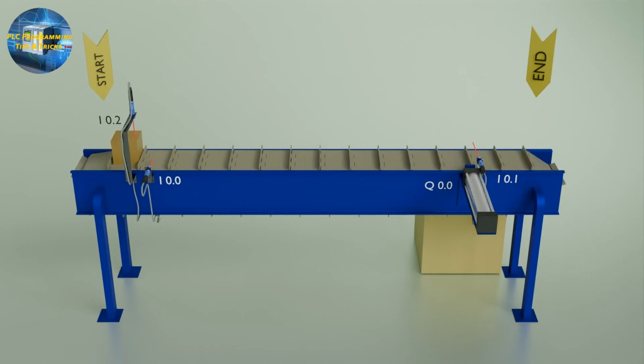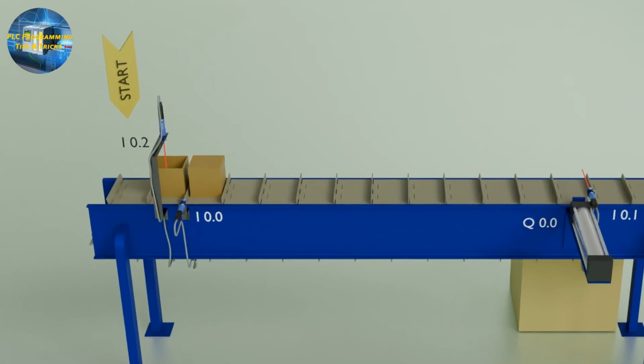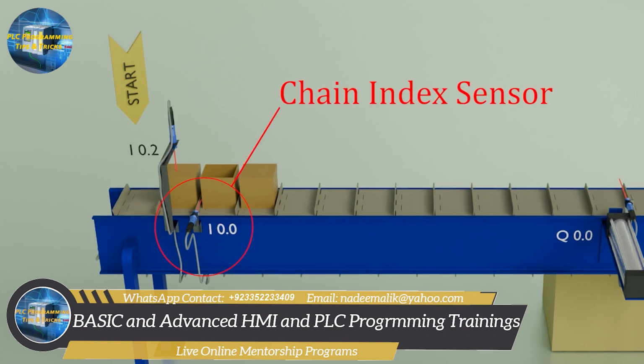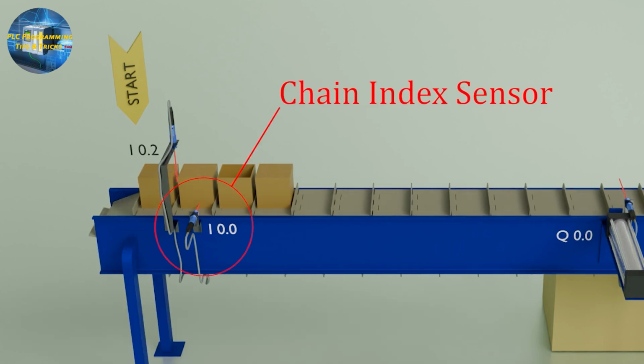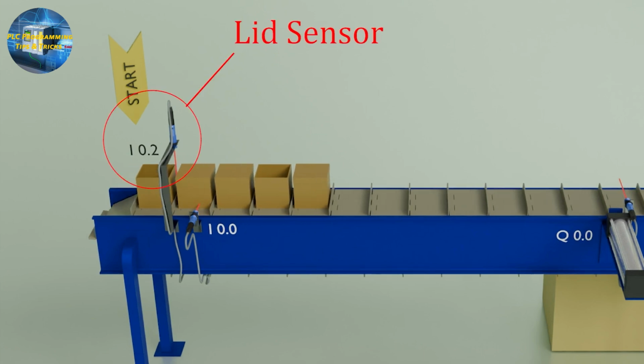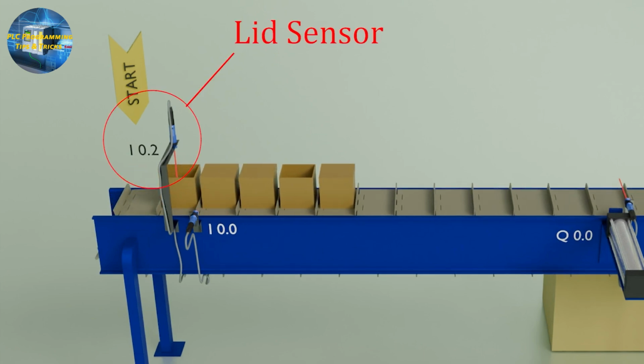In today's tutorial, we will see how we can track an object using an indexing array. Let's see the setup for today's video. We have a chain index sensor which is connected at the I0.0 input of the PLC. Next we have a lid sensor, connected at the I0.2 input of the PLC.